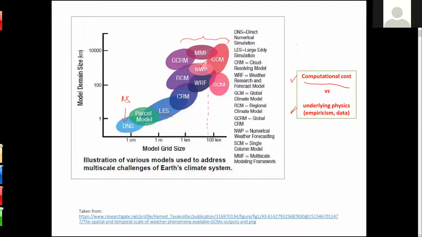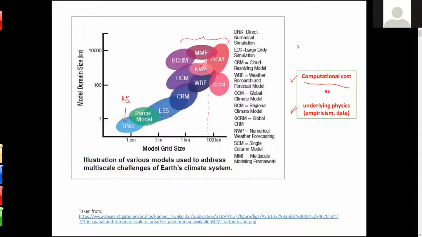Anyway, the bottom line is, for models that are formulated on a large spatial scale, the large scale models, to save computational costs, those processes that are smaller than the grid size are not represented explicitly, but their effects are estimated. And that process is called parametrization.